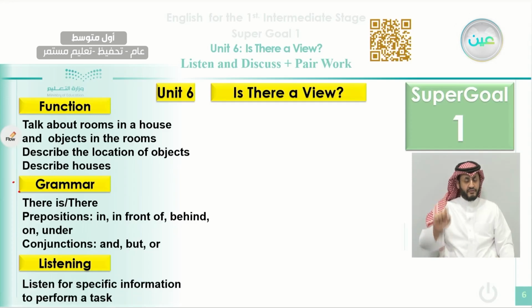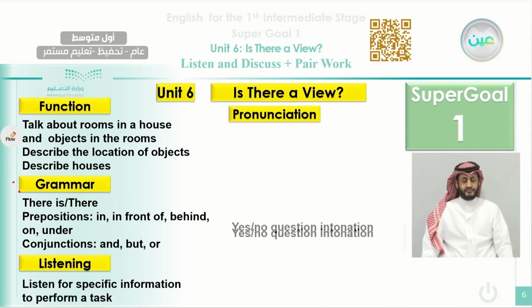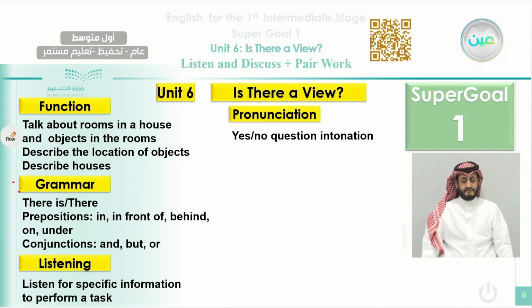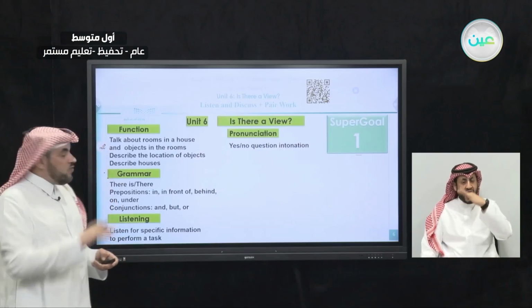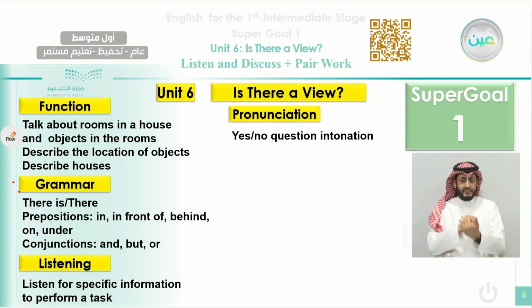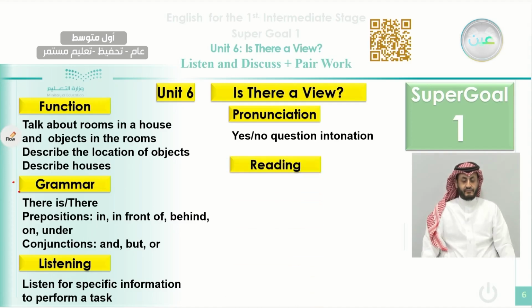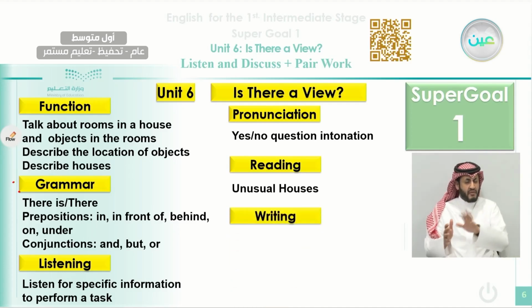Also, in the listening section in this unit, you're going to listen for specific information to perform a task. In the pronunciation section, you will learn how to make the intonation. You know the intonation, the sound that goes down, and sometimes goes up in answering questions like yes, no question intonation. In the reading section, you're going to read about strange houses, or we call them unusual houses.